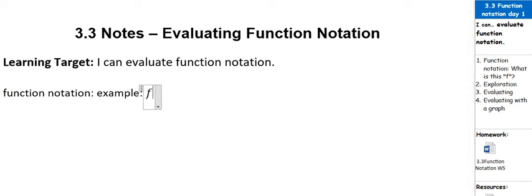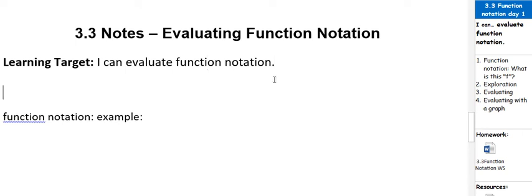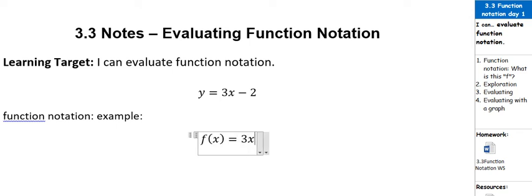It's where I have F and what it looks like first, like what we're used to seeing. So we're used to seeing y equals 3x minus 2. But when we do function notation, we do it a little bit differently. We would say f of x equals 3x minus 2. Take a look at the similarities there. What changed? Well, I took out the y and I put in an f of x.